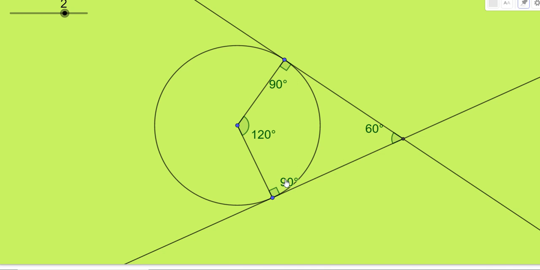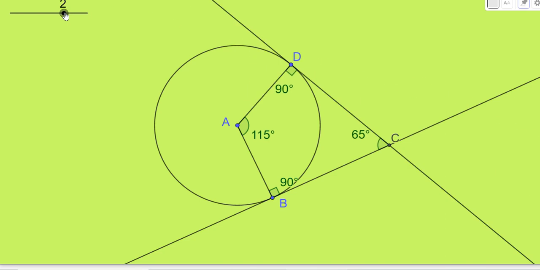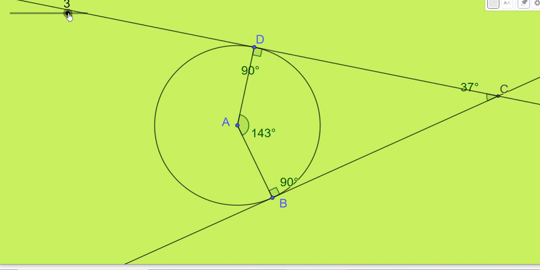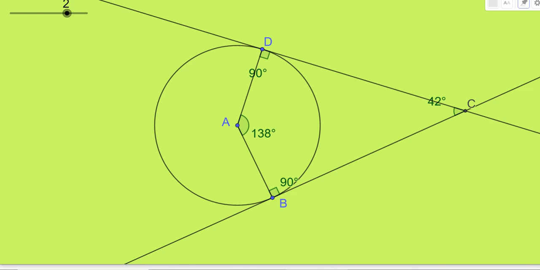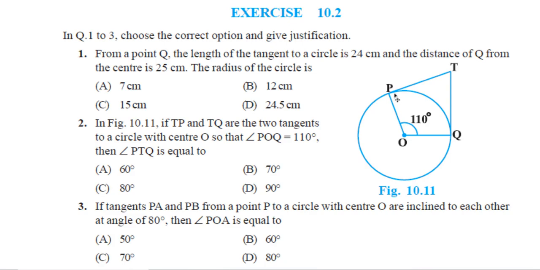Now this will become a quadrilateral. ABCD is a quadrilateral. Angle D and angle B are 90 degrees because tangent is perpendicular to the radius. Now the sum of the other two angles must be 180 degrees because in a quadrilateral the total angle is equal to 360 degrees. So two angles, 90 plus 90, is 180 degrees, so the other two angles must sum to 180 degrees. Here angle P and angle Q are 90 degrees. Angle O is equal to 110 degrees. So angle T should be 180 minus 110, that is 70.